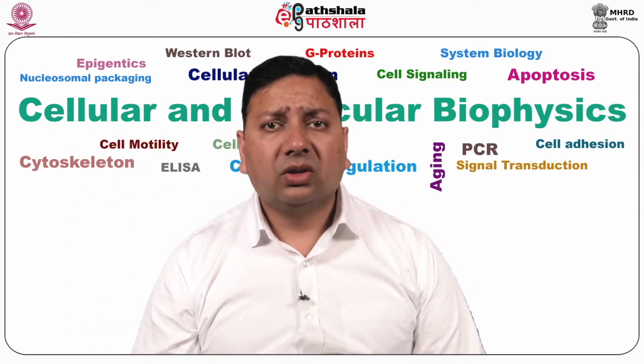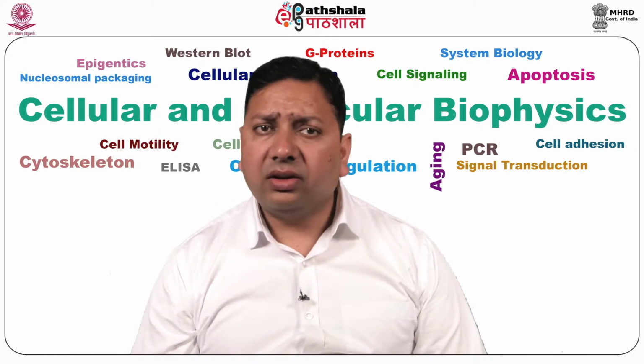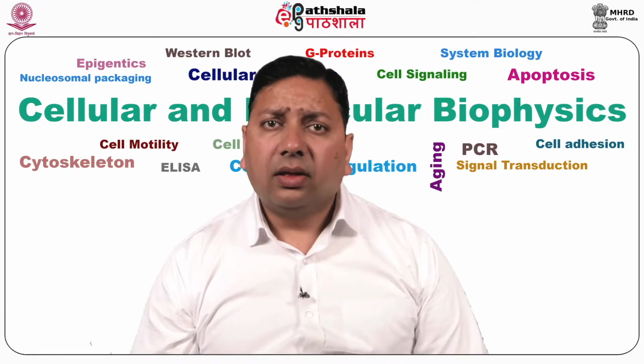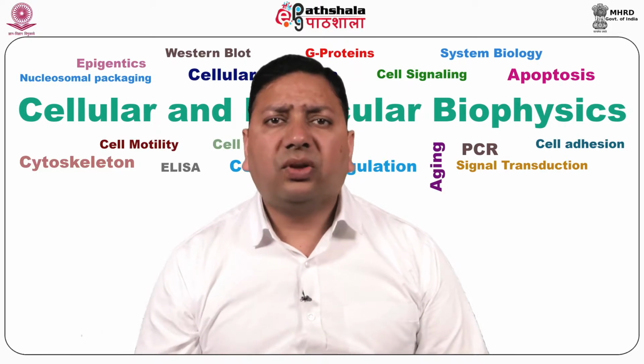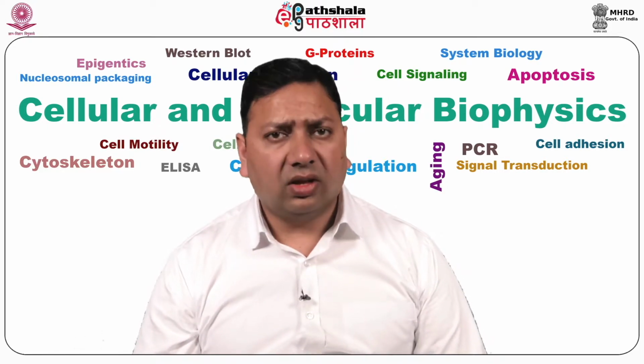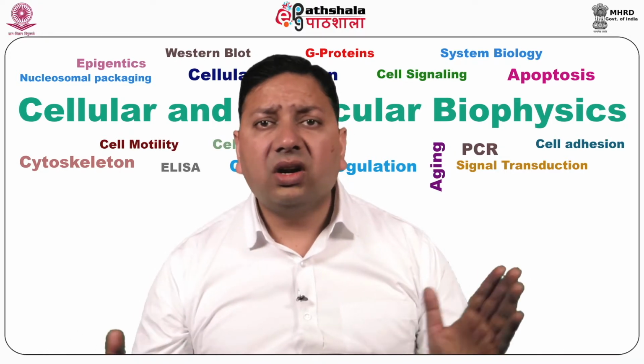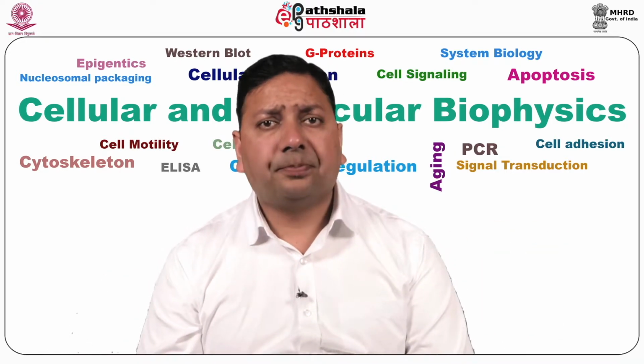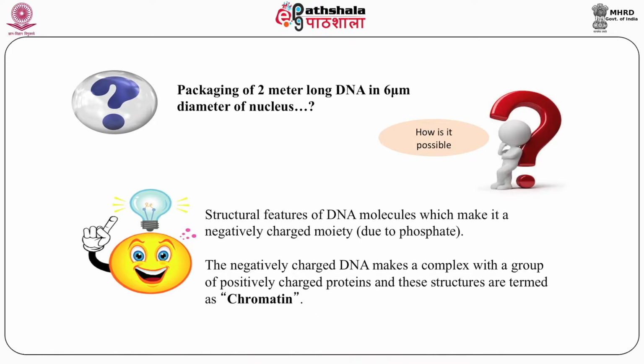2 meters of DNA strand in a single diploid human cell must coil and twist many times in order to fit into the cell's nucleus, which is about 1/10 of the human hair in diameter. However, this problem gets sorted by virtue of the structural features of DNA molecules, which make it a negatively charged moiety due to the phosphate backbone.